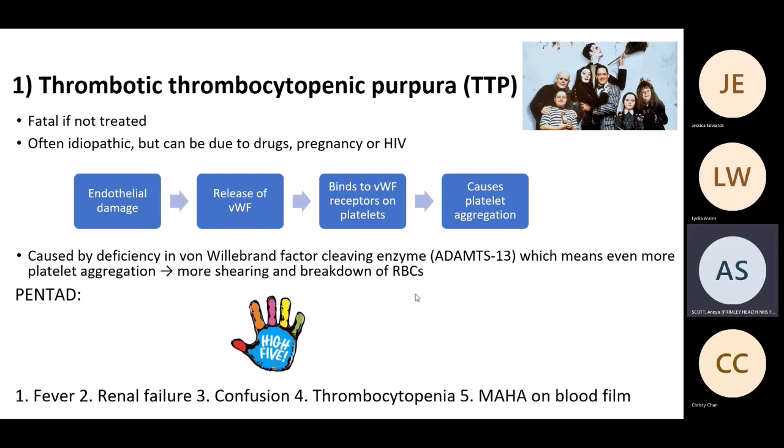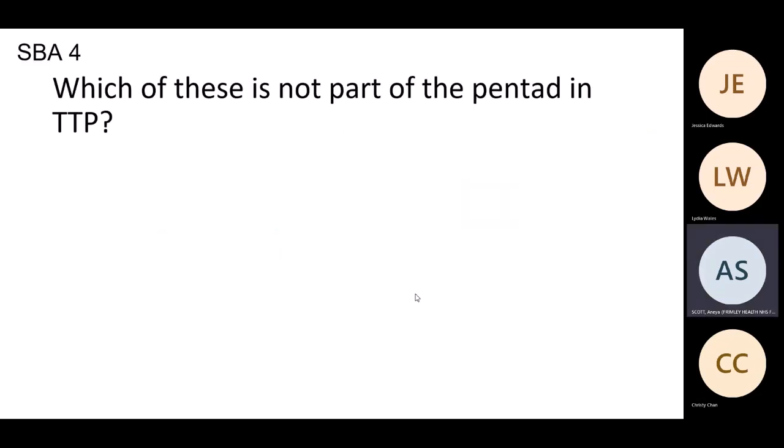And the main thing to remember is this pentad. So if you see it's a hemolytic anemia, and then in the question stem it mentions fever, renal failure, confusion, thrombocytopenia, and there's a MAHA on the blood film, so you can see those schistocytes, then that's when you should start thinking about TTP. So, that being said, which of these is not part of the pentad in TTP?